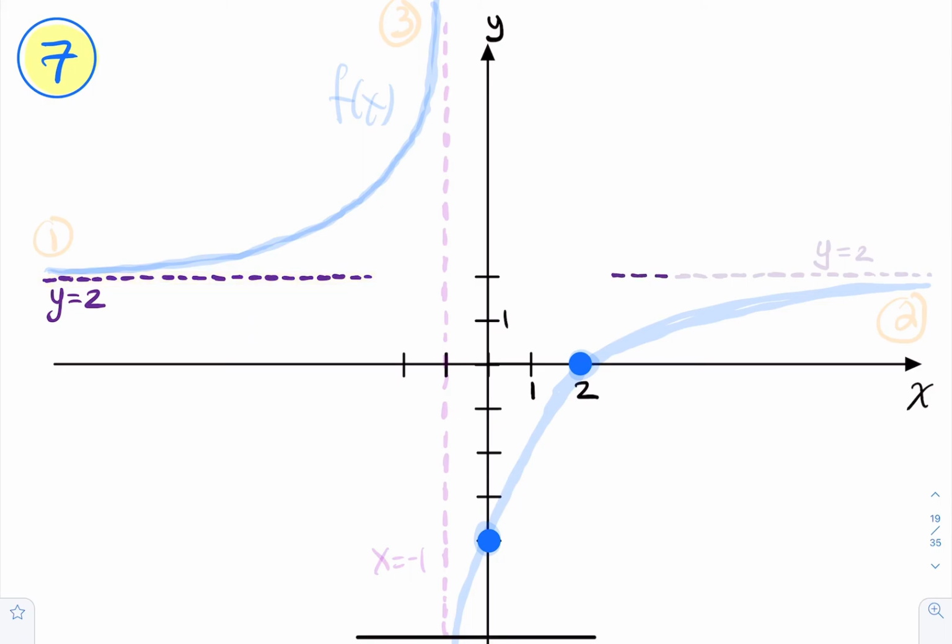So at infinity, we also computed in step 2 that the limit as x goes to infinity, the function goes to 2. So there's another horizontal asymptote at y equal 2. And there's a vertical asymptote at x equal minus 1. So I'm going to draw that one also. So here we go. A bunch of dashed lines.